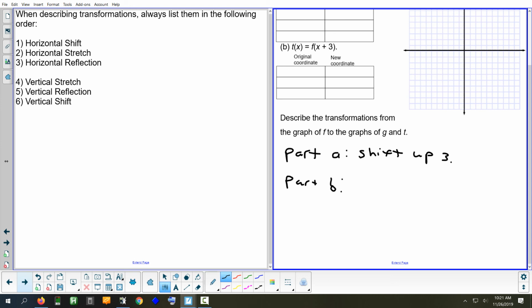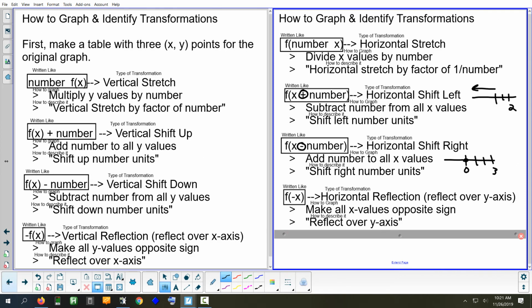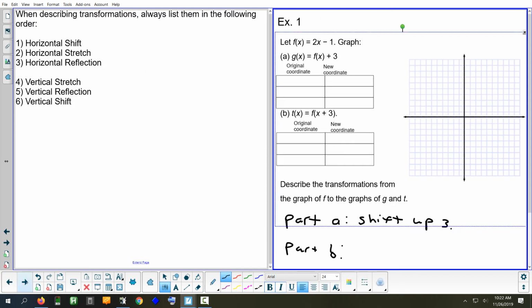Let's describe the transformation for part B while we're doing it. It's a plus, and it's inside parentheses. So go back and look at your notes. What happens if you do a plus number inside the parentheses? Horizontal shift, which way? Left. Plus inside the parentheses is a shift. So we're going to say shift left. How many? 3, because it's the number 3. Just a coincidence, they're both a 3. So that's it for that part.